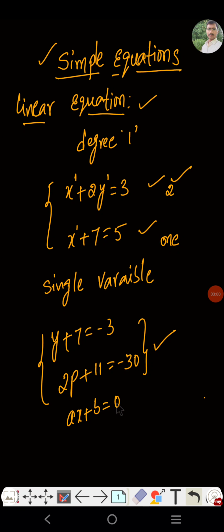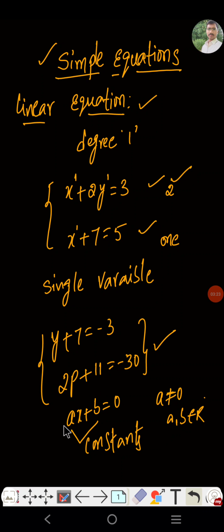The general form of the simple equation is ax plus b is equal to 0. Here a and b are constants, where a is not equal to 0, and a, b belong to real numbers. And this is the linear equation in the variable x. x is the variable here.